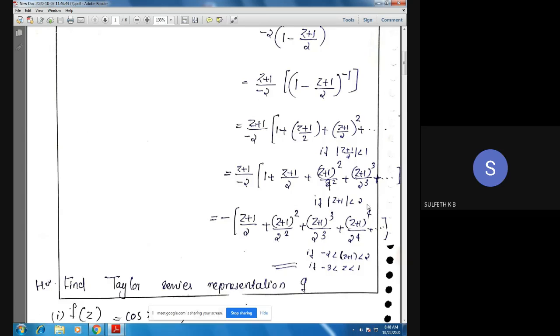We can change modulus of z less than 2 as minus 2. We can replace the modulus by minus 2 less than z plus 1 less than 2. Then we can change z plus 1 to z by adding minus 1 throughout. Z plus 1 minus 1 will become z. Therefore, we have to add the minus 1 terms throughout this line. Therefore, minus 2 minus 1 is minus 3, z plus 1 minus 1 will get z, and 2 minus 1 will get 1.